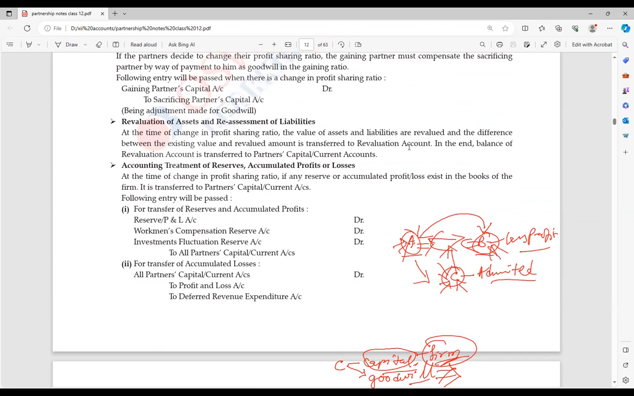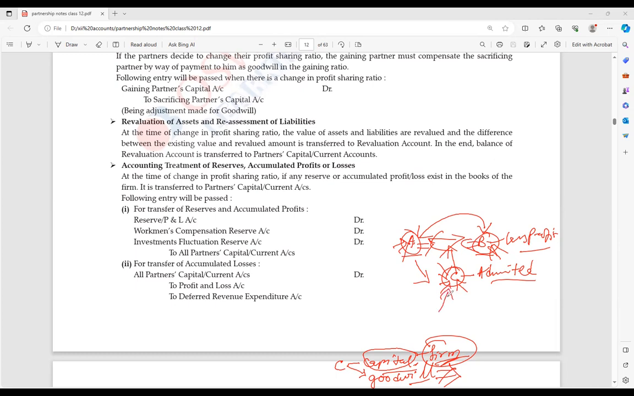This point is very, very important. Later we will see how the profit and the goodwill will be distributed. There is also the part about calculation of goodwill. Now think about what I'm talking about: when any partner comes in newly and introduces capital.